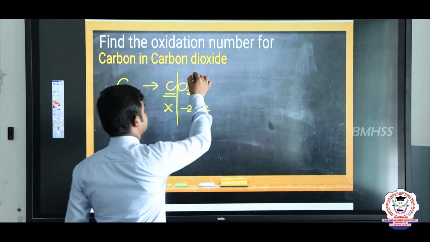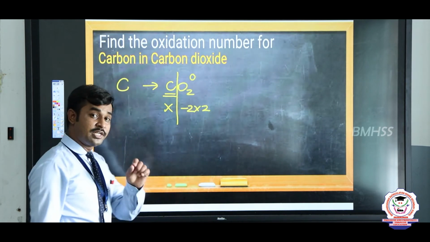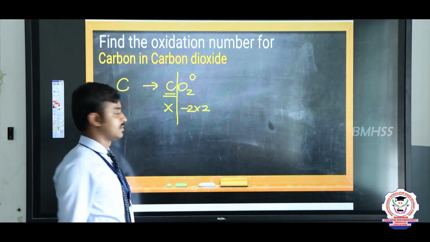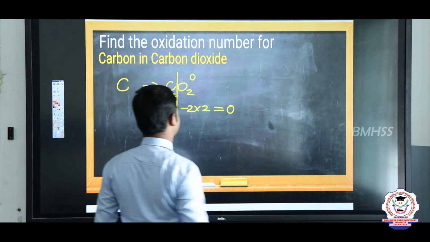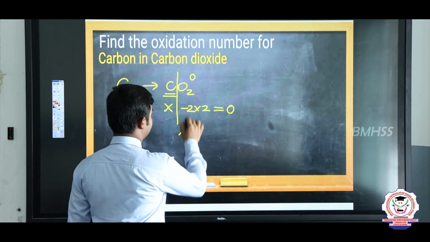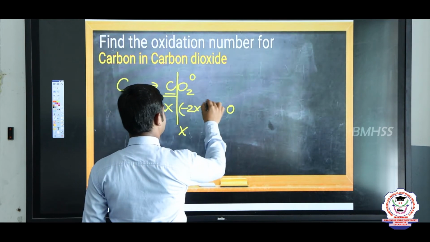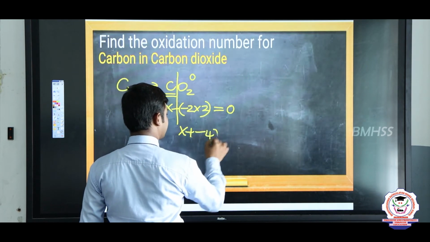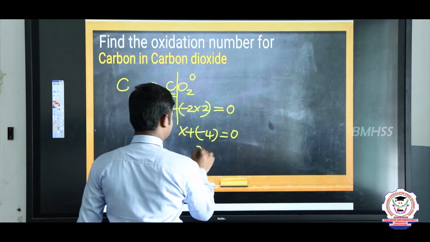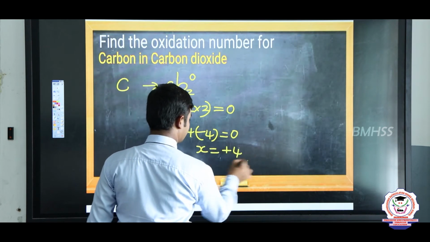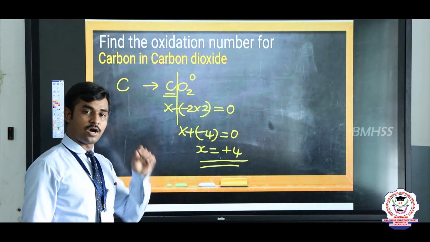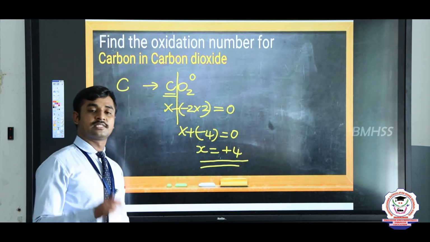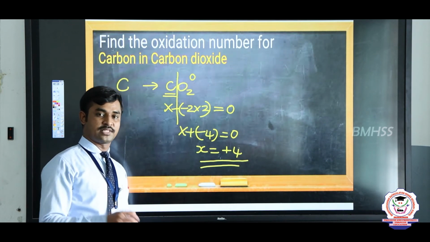Every molecule has the oxidation state 0, so carbon dioxide has the oxidation state 0. We only do not know the carbon's oxidation state, but the total oxidation state is 0. So, finally, X plus 2 into -2, that is minus 4, is equal to 0. So, X is equal to plus 4. The oxidation state of carbon in carbon dioxide is plus 4. This is the model method of finding the oxidation state in a single molecule.